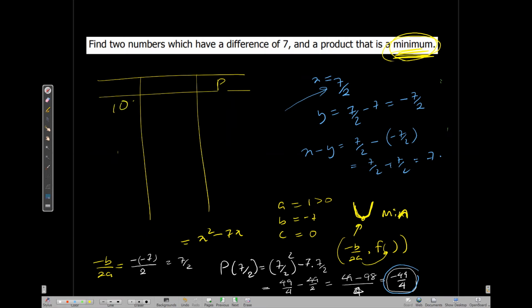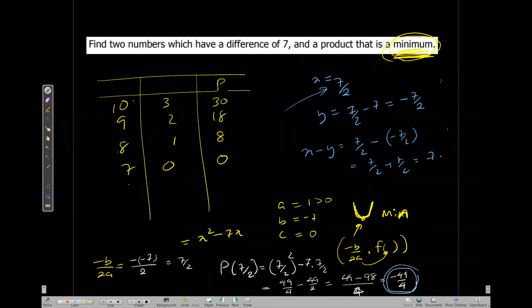So let's say 10 and 3. Right, the difference is 7 and the product is 30. 9 and 2, the difference is 7 and the product is 18. 8 and 1, the difference is 7, the product is 8. And then 7 and 0, the difference is 7, the product is 0.